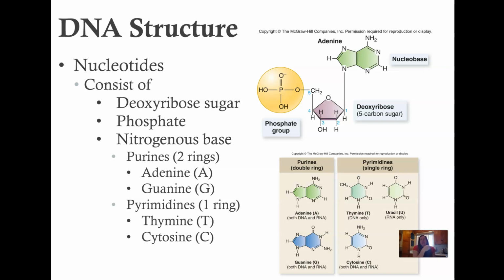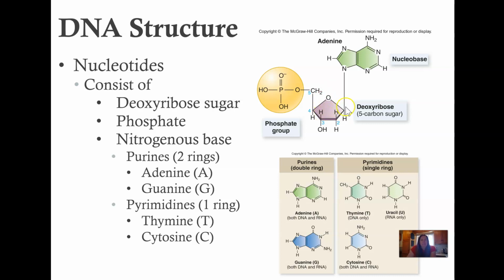And the monomer that makes up DNA and RNA is called a nucleotide. Most macromolecules have a single subunit that has some form of a repeat that makes up that macromolecule. And for nucleic acids, that monomer is called a nucleotide. So let's look at the structure of a nucleotide. A nucleotide has 3 smaller subunits that make it up.